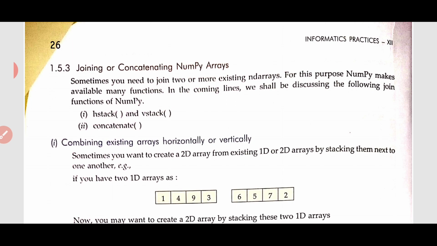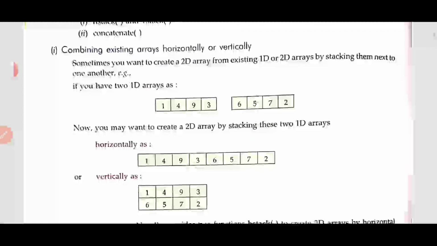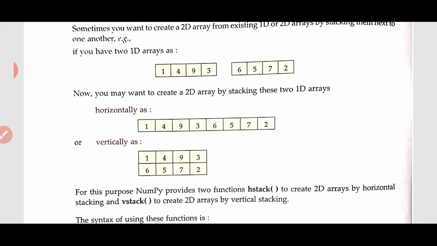Now how can we combine two existing arrays? Just go according to the book. Suppose here are two ND arrays, one dimensional, one having elements 1 4 9 3, second having elements 6 5 7 2. When you do horizontally stacking of these two, then the resultant array will be like this: vector 1 4 9 3 6 5 7 2.